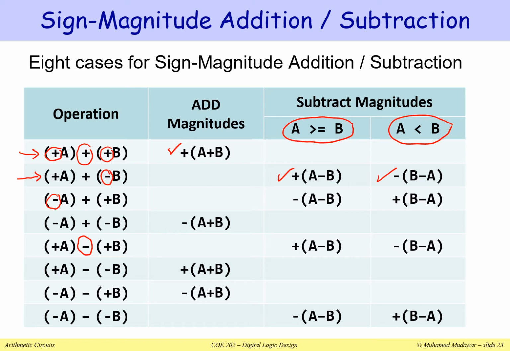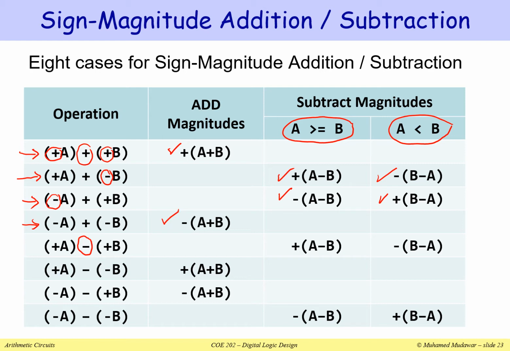The same thing can be said when I would like to add negative A to positive B. This is the third case here. So we can get negative A minus B, or we can get positive B minus A. If I would like to add two negative numbers, which is shown here, then this is easy. Because both have the same sign, I can simply add the magnitudes, A plus B, and I can say that the final sign is negative. So this is an easy case.